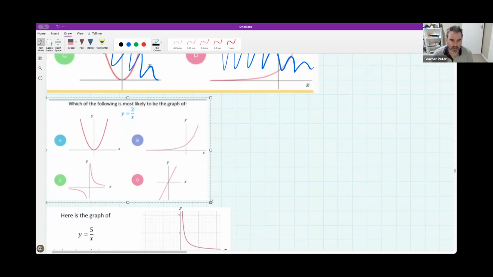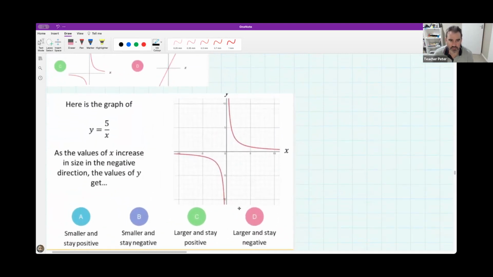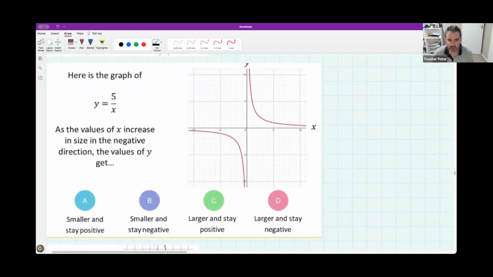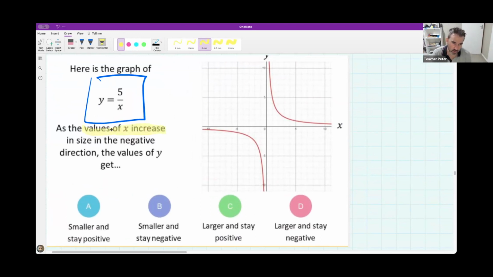Let's see. I think you can do that one already. Okay, let's try and understand this graph. Here is the graph of y equals 5 over x. As the value of x increases, visually, I'm going in that direction.